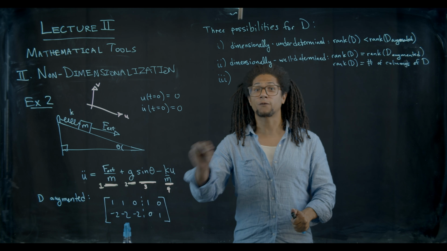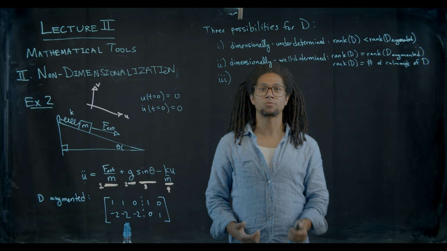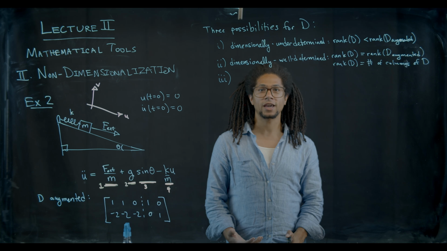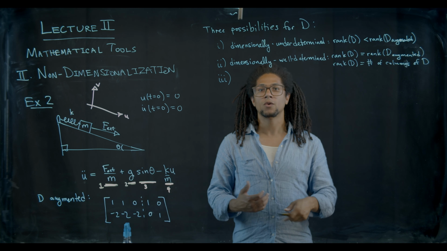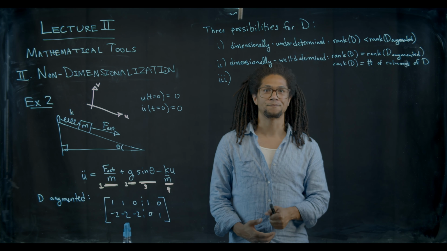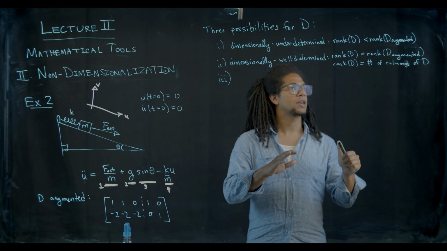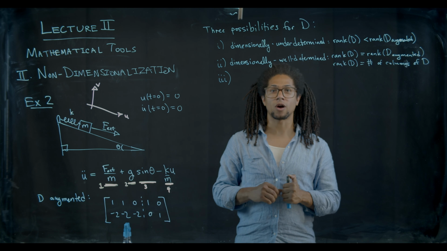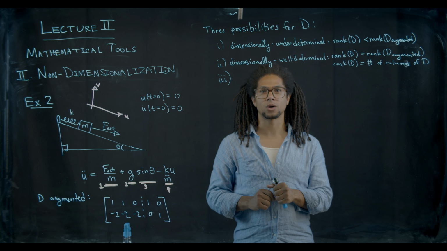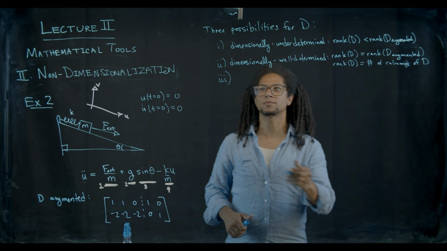This was the case in the first problem that we looked at, where we launched a ball upwards with speed v, and it was pulled down by gravity with gravitational acceleration g. So a dimensionally well-determined problem has sort of exactly the correct number of constants. That's the way to think about it.